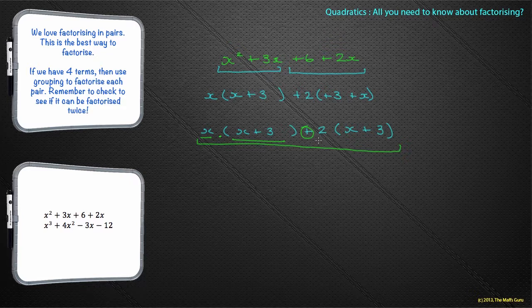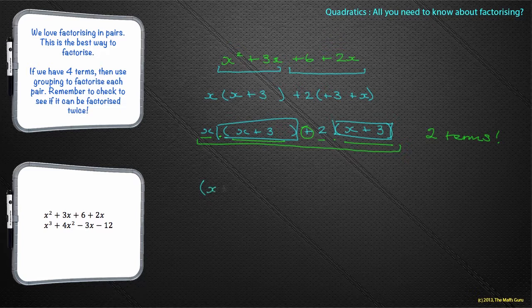That's actually a term. I've got something times something else. That's a term. So I have 2 terms here. And what does factorization tell us? Move outside anything that is repeated in each term.